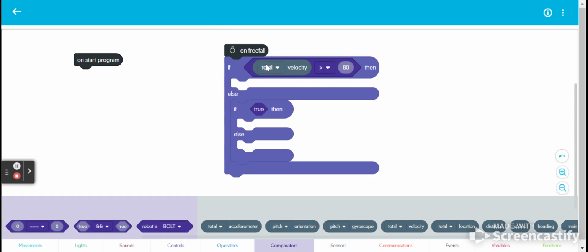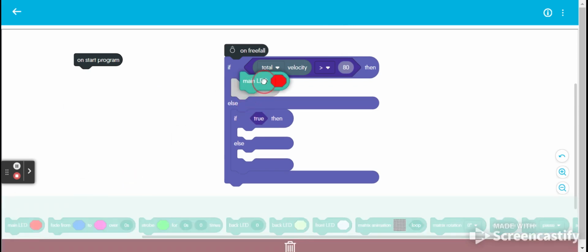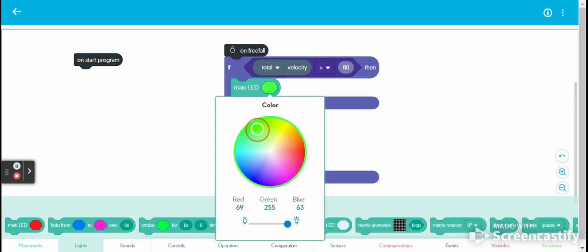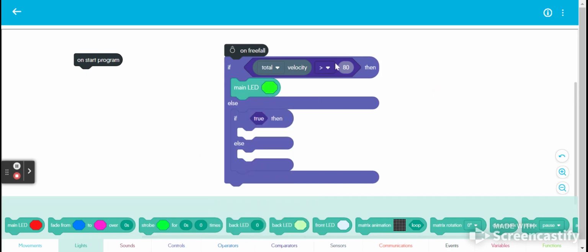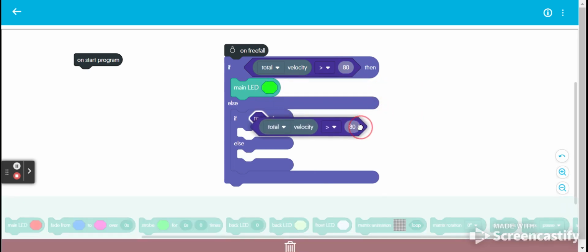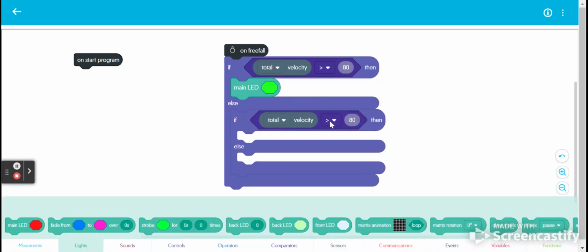So anything where the velocity is greater than 80, and that should be centimeters per second, I believe, we're going to go to our lights, and we're going to say that is green. That is going fast. I'm going to duplicate this. So, okay, if it's not greater than 80, that means it's less than 80.